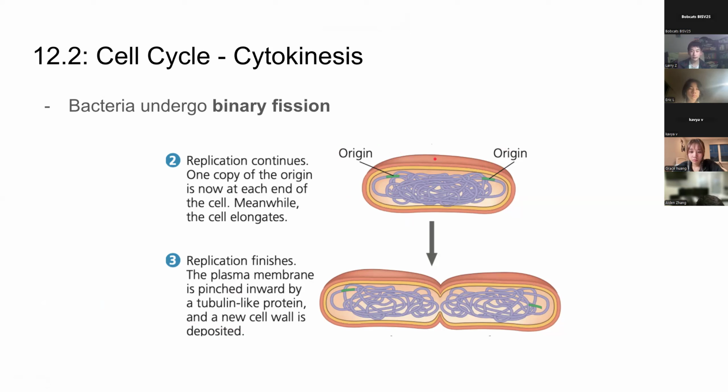And after all of the DNA within the bacterial cell is multiplied, it gets cut right between to form the cleavage furrow again. And instead of using actin and myosin, they don't really have that. So they just have a tubulin-like protein.